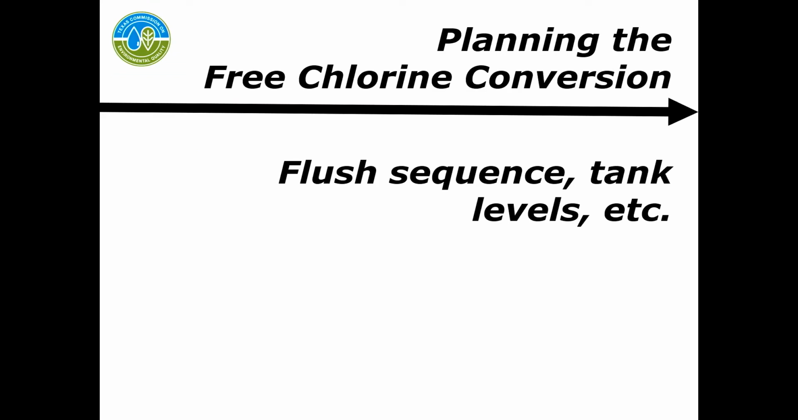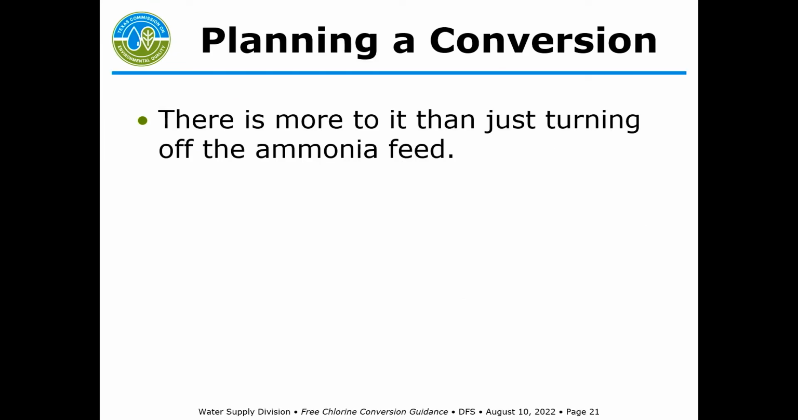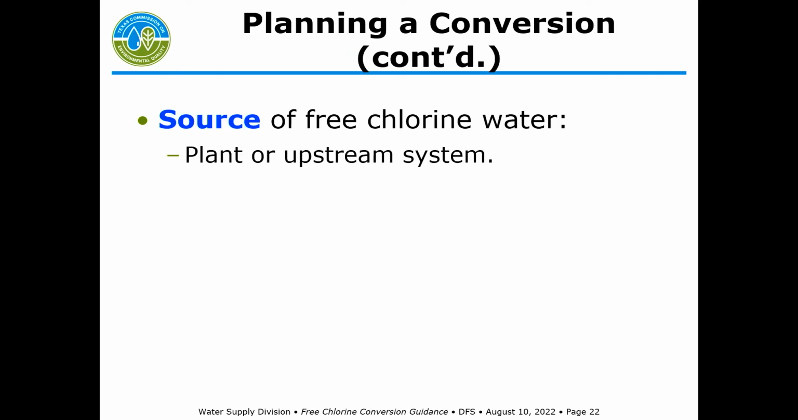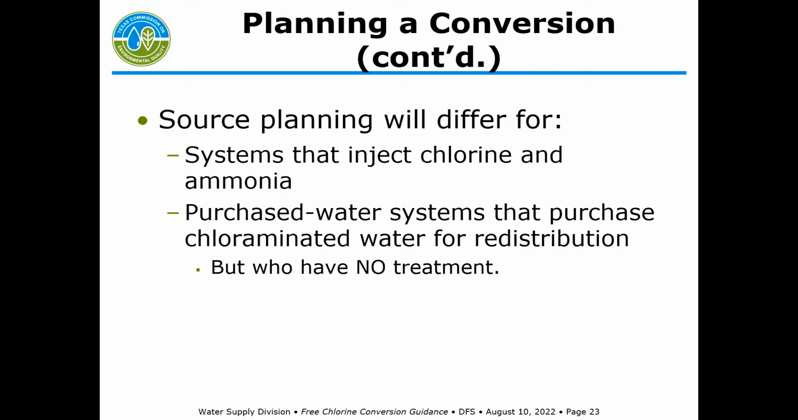All right, so let's move on to planning the free chlorine conversion. It's a lot more than just turning off the ammonia feed and walking away. You need to have a source of free chlorine, and it can be either your plant, or, if you're a purchase system, it could be your upstream system. All the highlighted items, like the blue source here, I'll talk more about those in a minute in more detail. Source planning is different if you're a purchased water PWS and you don't have the ability to inject your own chlorine. So, it's totally different situations there to deal with.